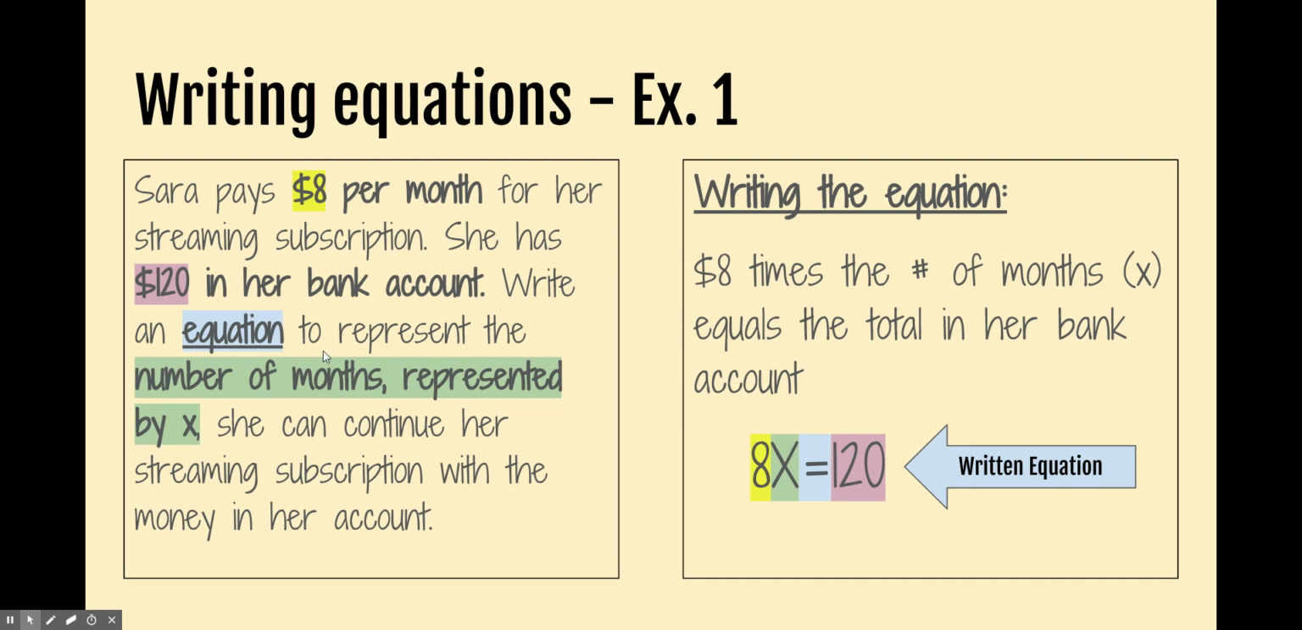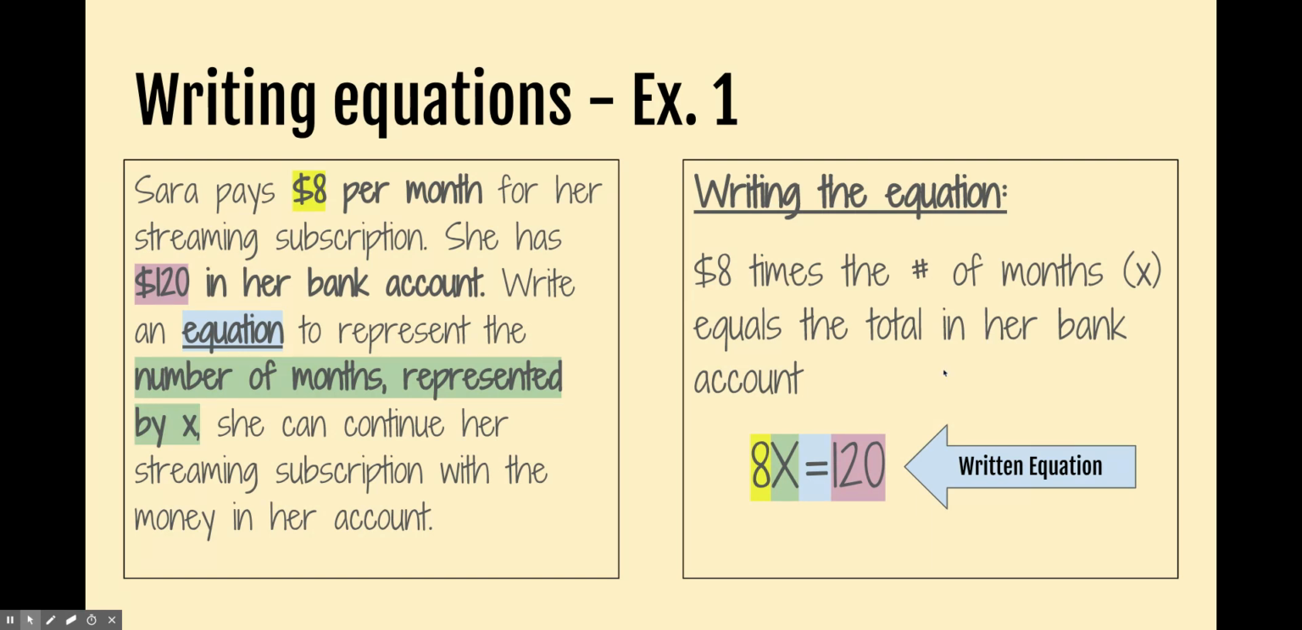So you guys already have some practice doing this, where you're just pulling out the important parts of the problem, like what are they telling you, what are you trying to look for. So the main things I have highlighted, I tried to color code it for you. So $8 times the number of months, which is going to be represented by X. So this becomes 8 times X. So if it's 2 months, I'm spending $16. If it's 5 months, I'm spending $40. I'm just multiplying the number of months times 8. And that has to equal the total in her bank account, because if she only has $120, we want to know how many months can she sit here and actually subscribe to Netflix.